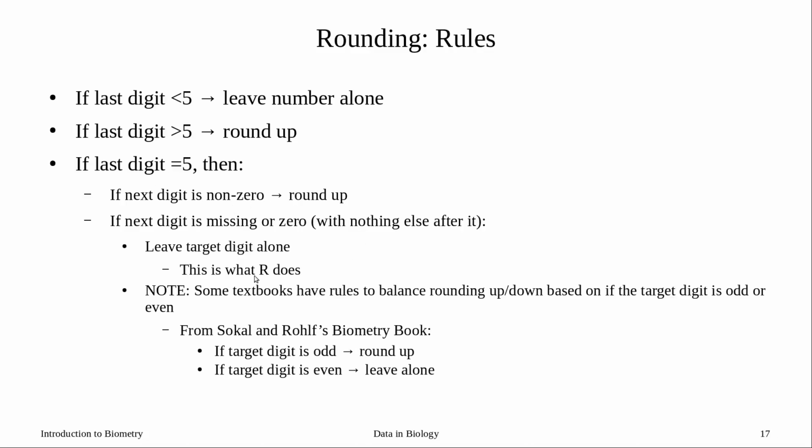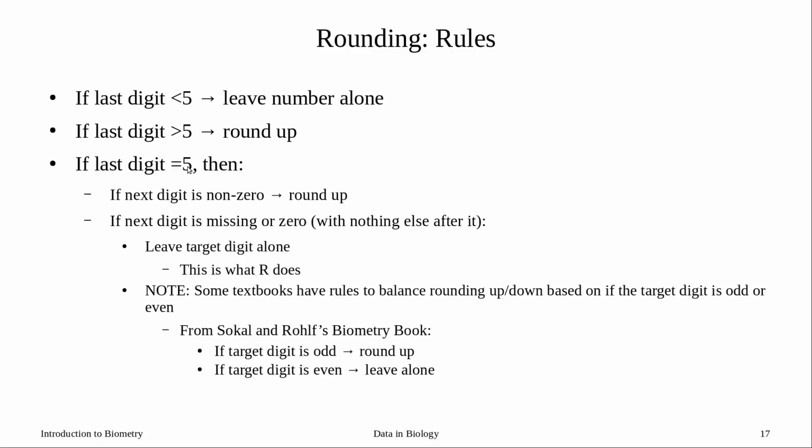These are the rules that we're going to follow because this is what R does. But you probably quickly see that if we always do this, then we're probably going to be leaving way too many digits alone when we have 5 and nothing after it, or 5 and a 0 after it. So some textbooks have additional rules that look at the actual target digit itself. If the target digit's odd, then you round it up. If it's even, you leave it alone. That way you have the same number of digits going up as staying the same, and so forth. We won't do that. We're just going to do this.